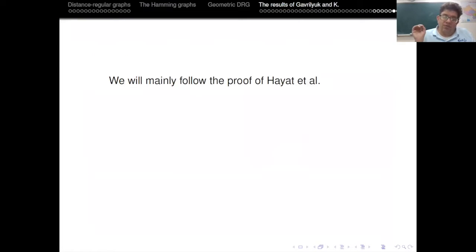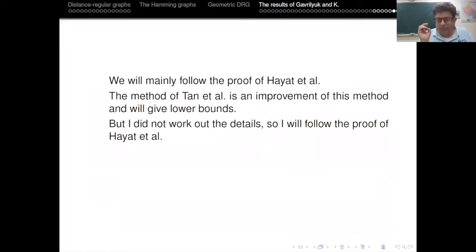So we will mainly follow the proof by Sakana, Hyatt, and others. The method of Tan and others is probably an improvement of this method and will give better lower bounds. I'm quite sure about it, but I did not work out all the details. It's not so difficult to do, but I don't have the time this week, I need to prepare the talk.